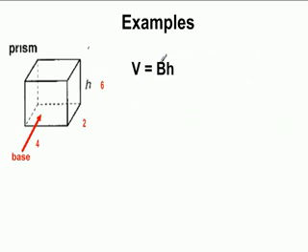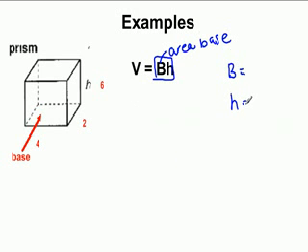Alright, so we want to find the area of the base. The first thing we need to do is figure out what numbers are going to go here in our letters. So we don't know what B equals yet. We have to figure that out. And so let's see if we know what the height equals. Well, the height equals 6.